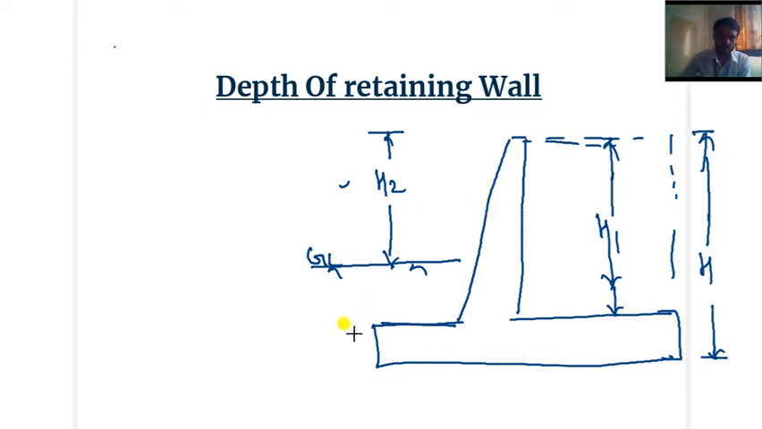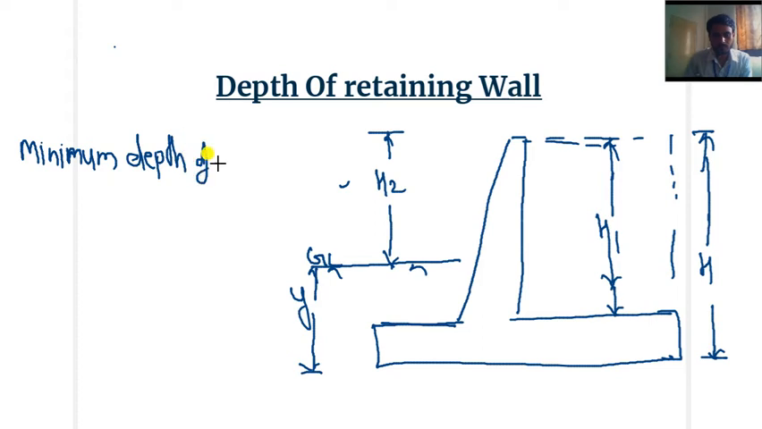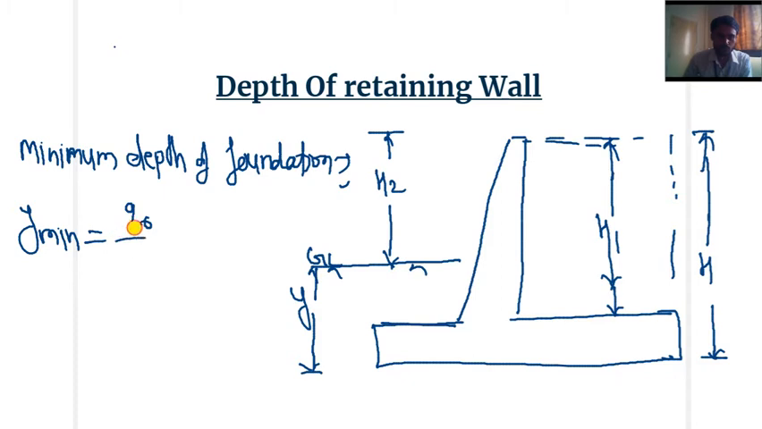We know it already. And that is the depth of foundation for the retaining wall, and we denote it with y. So the minimum depth of foundation can be calculated as y minimum will be equal to q naught divided by gamma into Ka square. That is a very important formula. You all have to remember it.